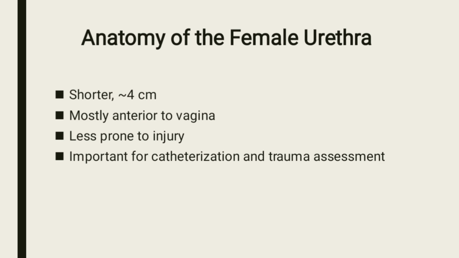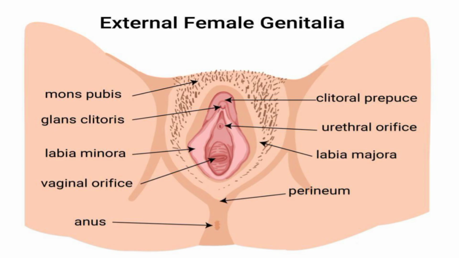Anatomy of the female urethra. Female urethral injuries are less common due to the shorter length and protected location. However, they can occur with pelvic fractures, instrumentation, or childbirth trauma. As the female urethra is very short, about 4 centimeters, and lies anterior to the vagina, it is less prone to injury. This picture is showing the external female genitalia. As you can clearly see, the location of the urethral orifice.